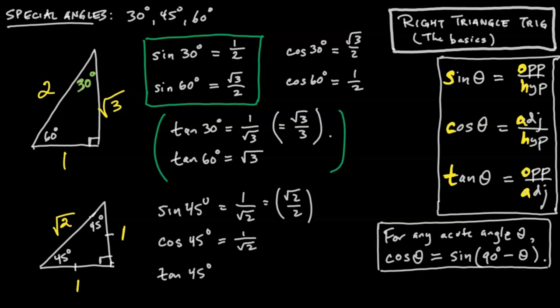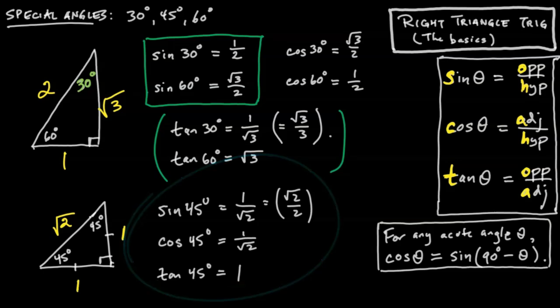Good. And only one little fact remains. What's the tangent of 45 degrees? Well, that's very easy to see from our picture. Tangent, SOH CAH TOA. Tangent is opposite over adjacent. 1 over 1. So that is 1. Such a nice, simple value.